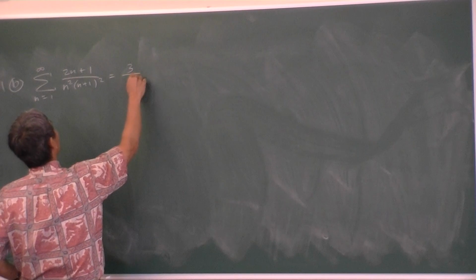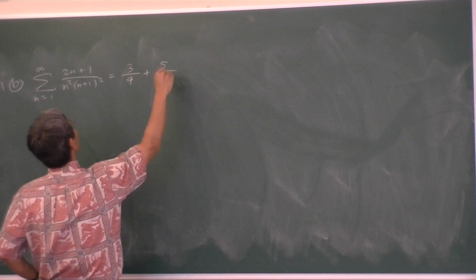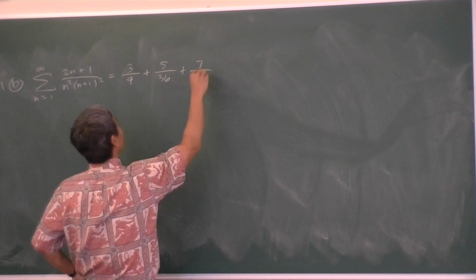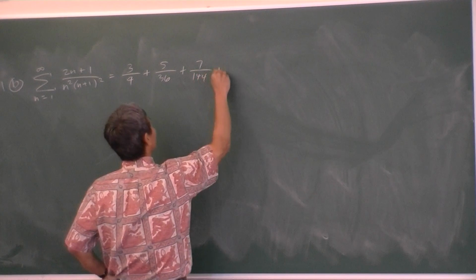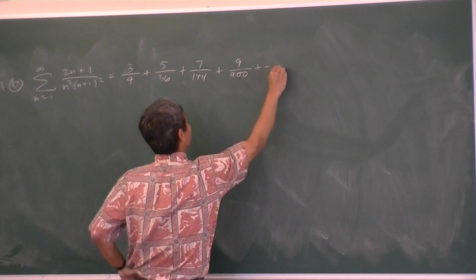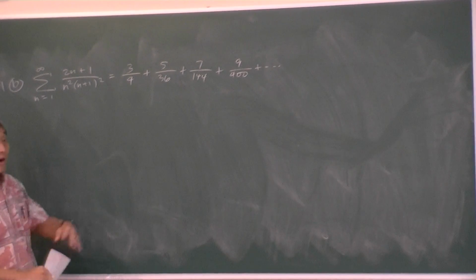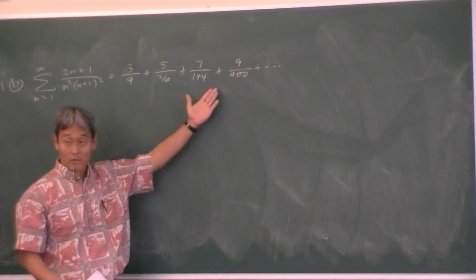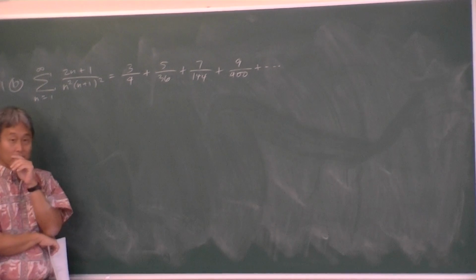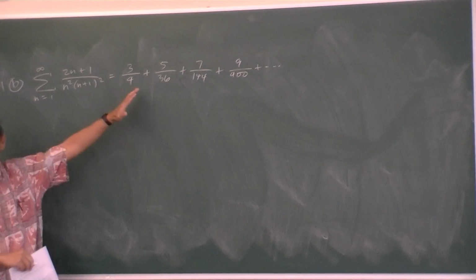3 fourths. 5 over 36. 7 over 144. 9 over 400. See? Very good. Okay, now tomorrow, if you cannot even write out the terms, if you cannot even plug in 1, 2, 3, 4 and put plus signs in between it, just skip to the next problem, right? How much do you get for writing out the terms? Nothing, you don't get anything.